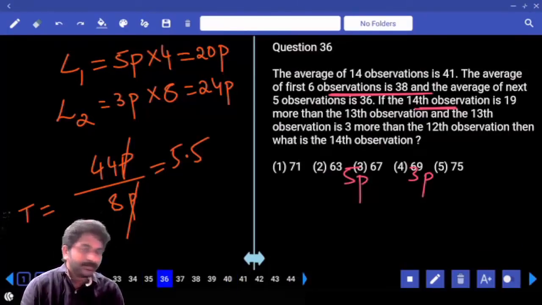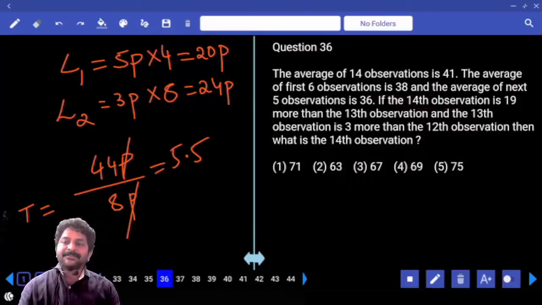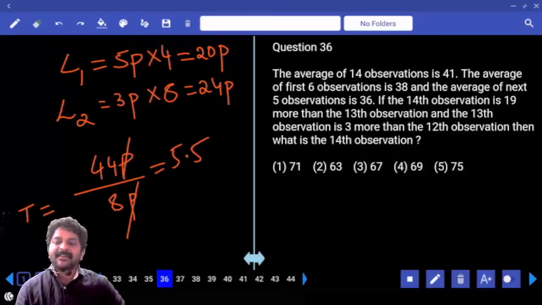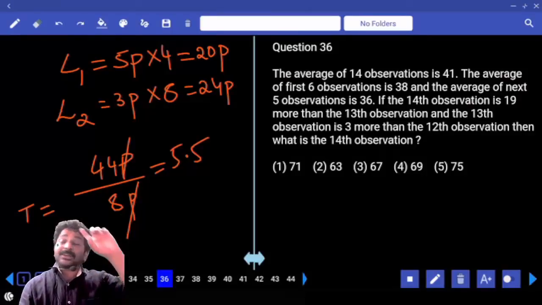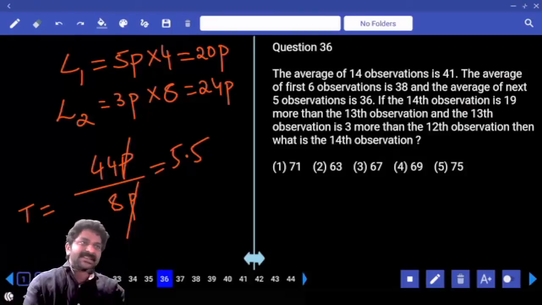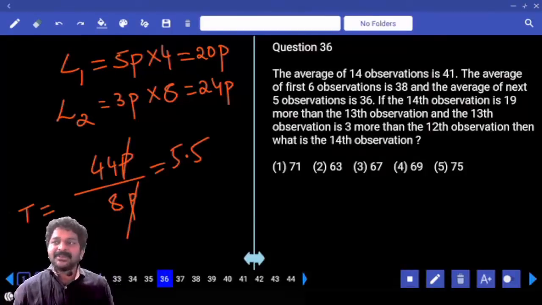Over. Right. Average of 40 numbers is 41. The average of first 6 observations is 38, and the average of next 5 observations is 36. See, total how many numbers are there? First 6 numbers and next 5 numbers, in the sense that they are talking about 11 numbers only.